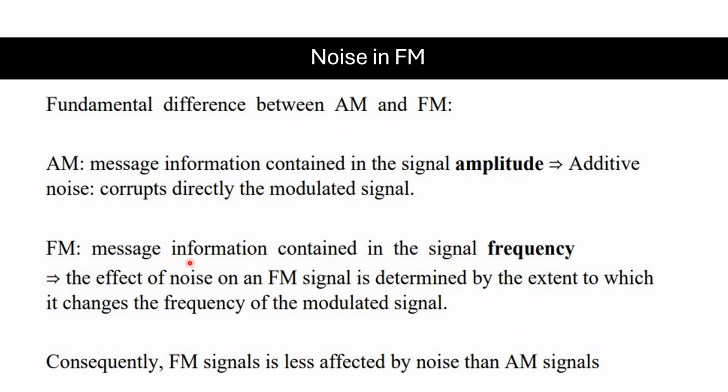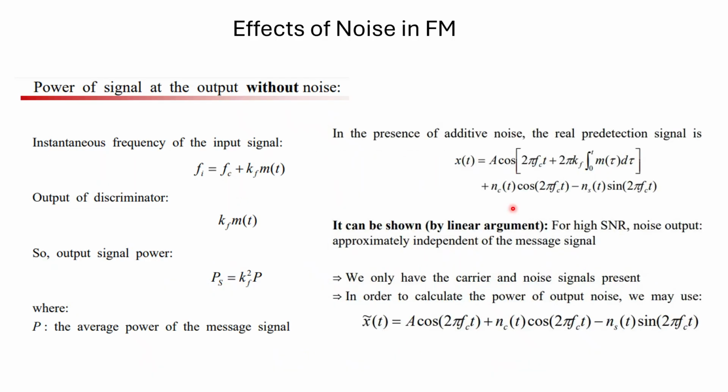The effect of noise in an FM signal is determined by the extent to which it changes the frequency of the modulated signal, right? So here we can see that the instantaneous frequency of the input signal, that is Fi, is equal to Fc plus K of m(t). This is the original signal, and if noise is there, then definitely there will be the term n_c(t) cos omega_c t and minus n_s(t) sin omega_c t. So these terms are added because of the noise, and that leads to noise in your signal. And definitely the PSD, that is power spectral density, will also change because of the noise present.